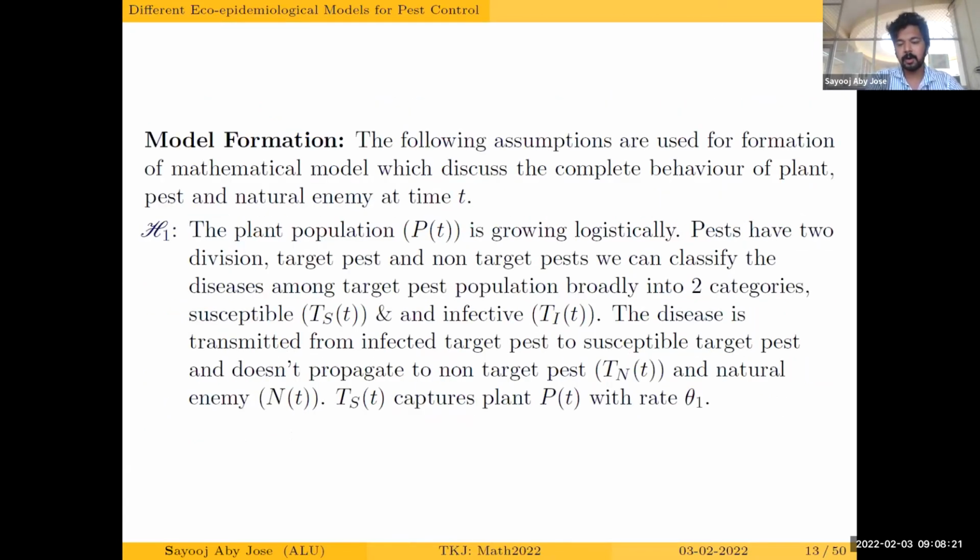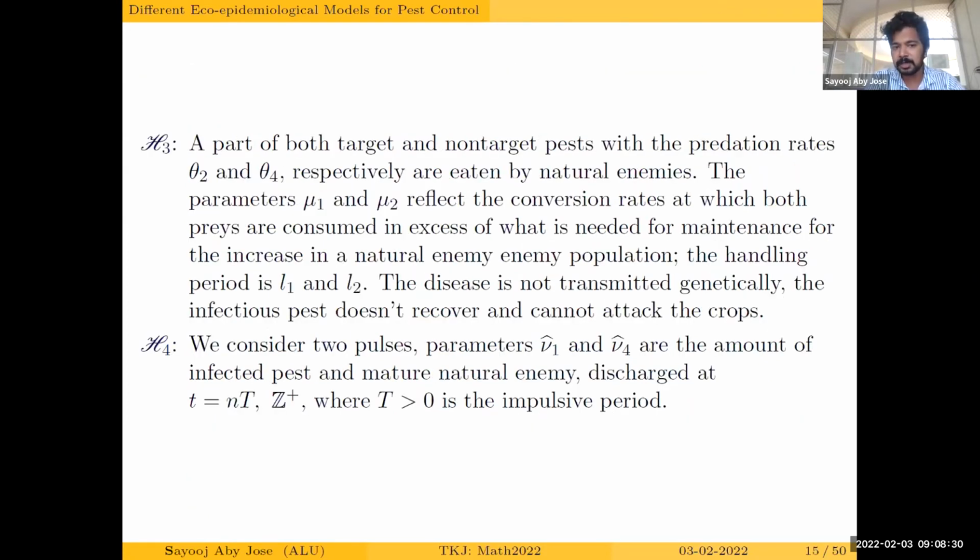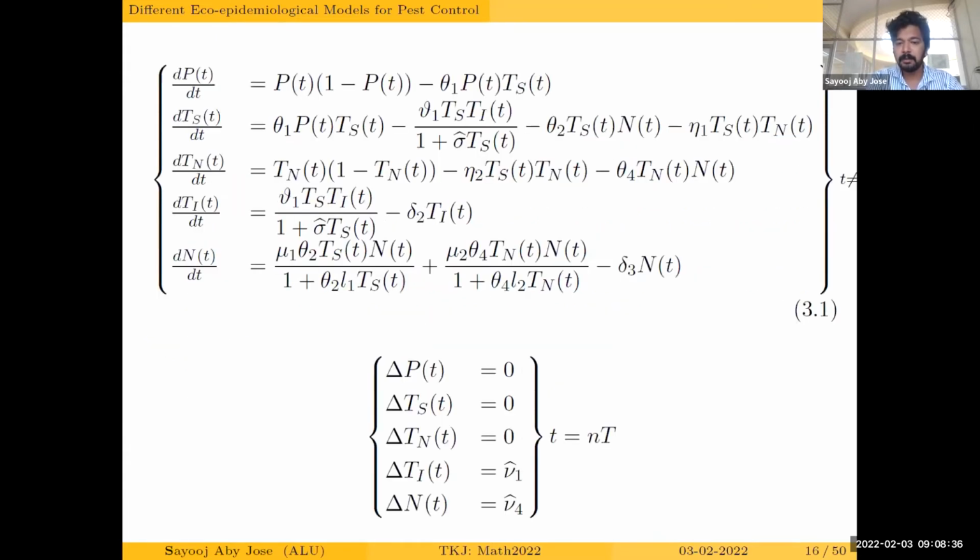In the model formation, we can see that there are interactions between each compartment. Depending on some assumptions, we formulate the mathematical models, and there are 2 impulses we use here: one is the infected pest and the other is the natural enemy. Here I am using impulsive differential equations, which means that sudden changes happen at a particular point of time or particular interval of time. At that time, the differential equation is called an impulsive differential equation. For this type of study, a normal differential equation is not enough.